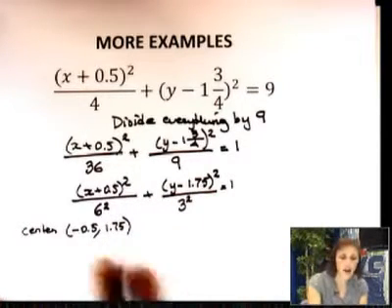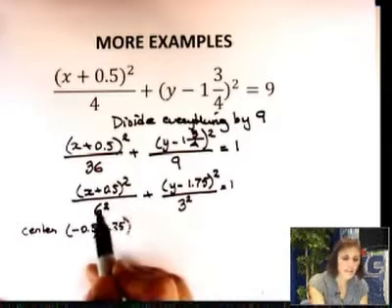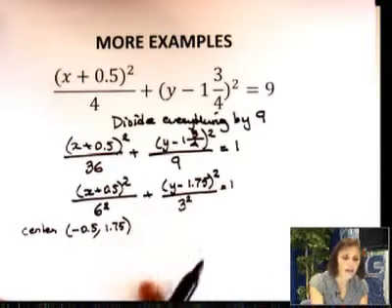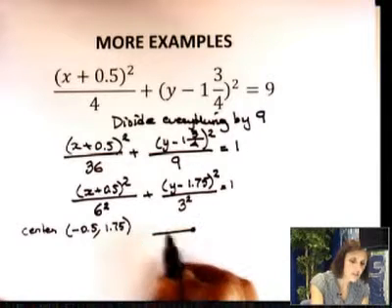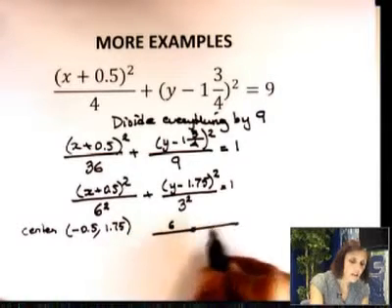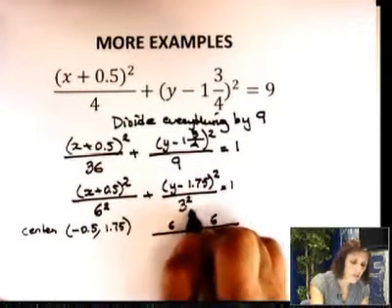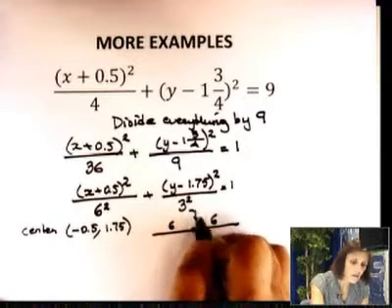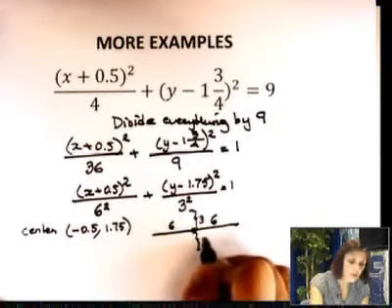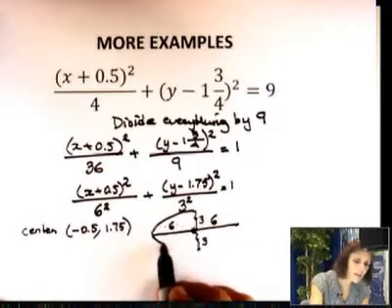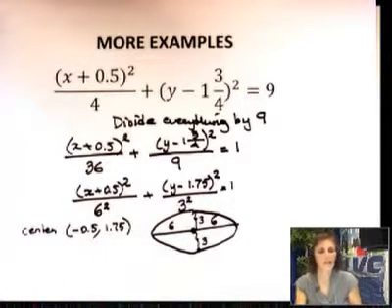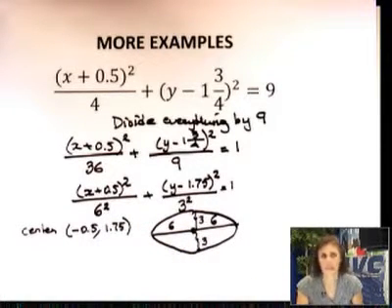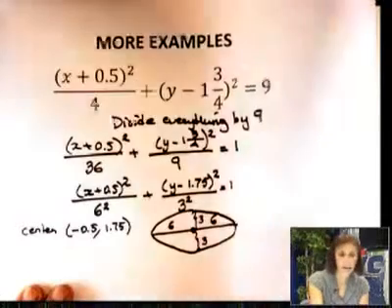All right. How fat is it that way? It's going to be 6 fat. How fat is it that way? 3 fat. So you're going to have 6. Here's the center. And another 6. Here's the center. And you're going to have 3 here, and then 3 here. So it's going to look something like that. And the center is going to be at negative 0.5 and 1.75. Again, don't let the ugly numbers get you.